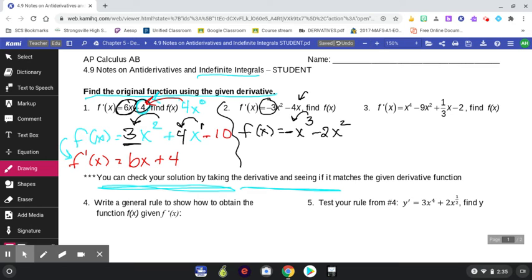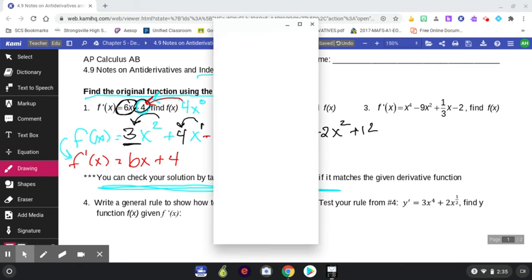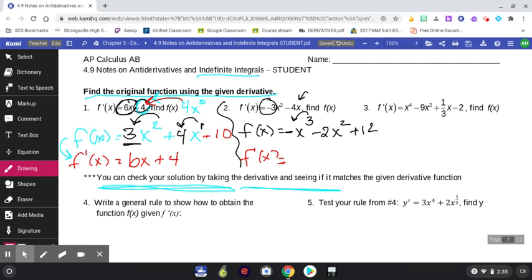And then again, I can put whatever my favorite constant is. And this time I'm going to put plus 12 because 12 is my favorite number. And I can always check this by taking the derivative, right? If I take the derivative and I multiply the exponent by the coefficient, I get negative 3x squared. I get a minus 4x, and the derivative of 12 is 0, so it matches.